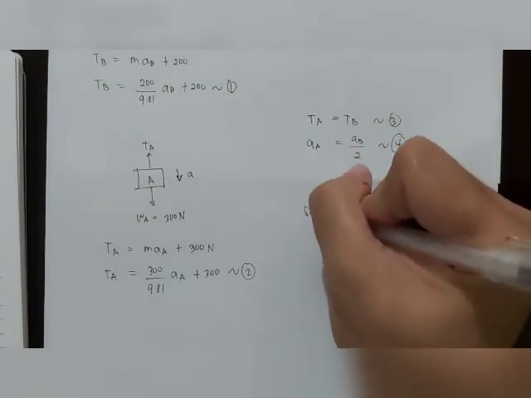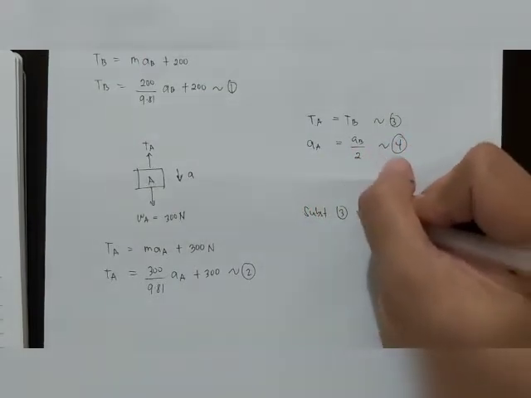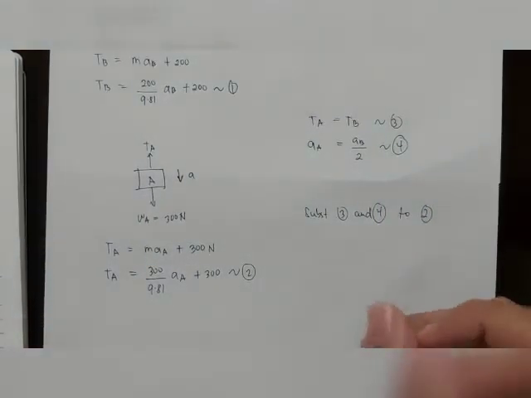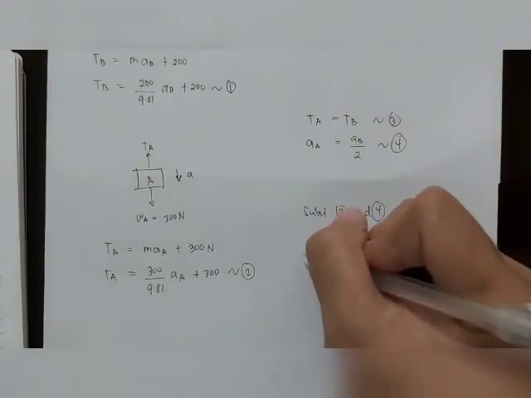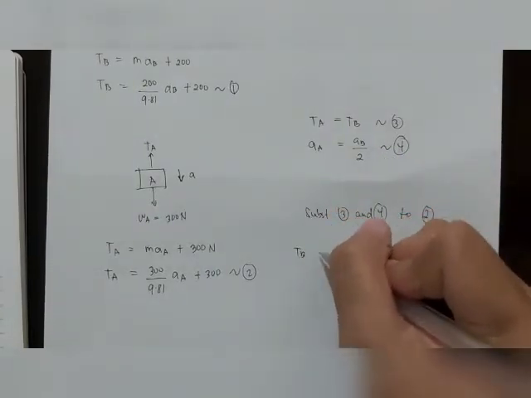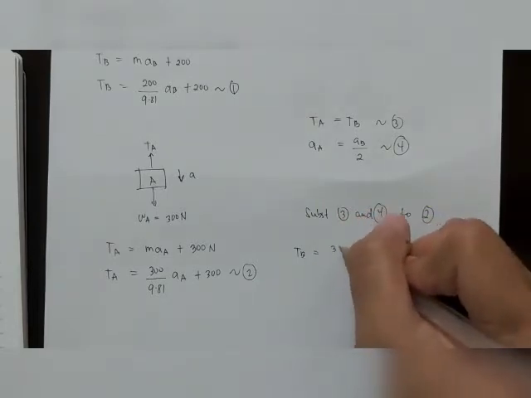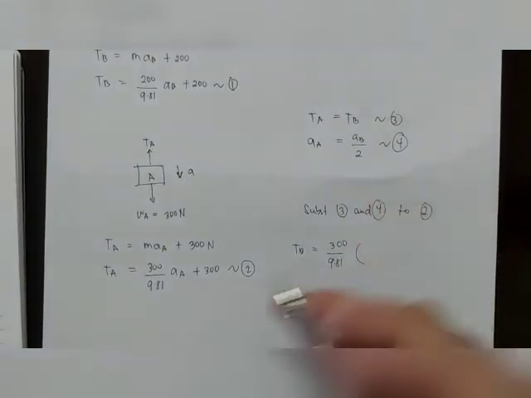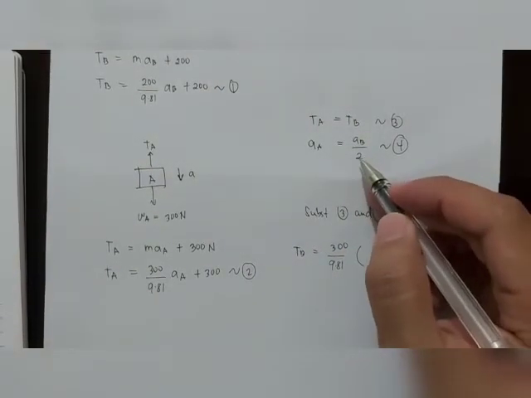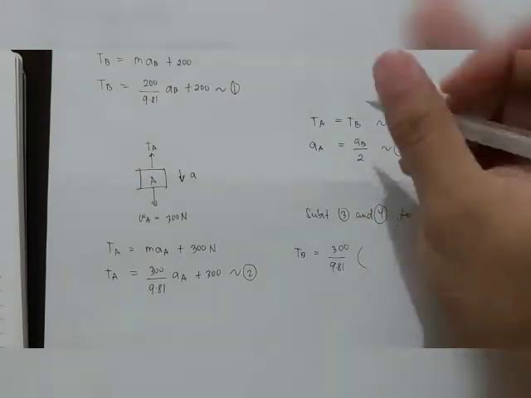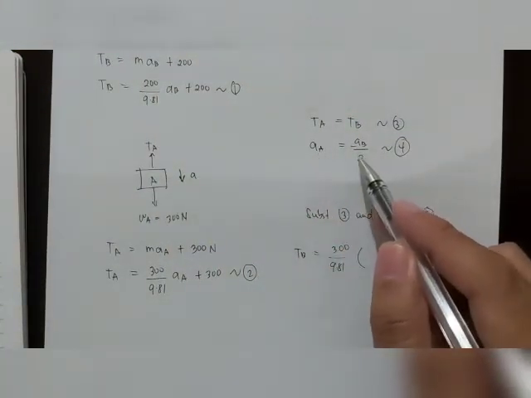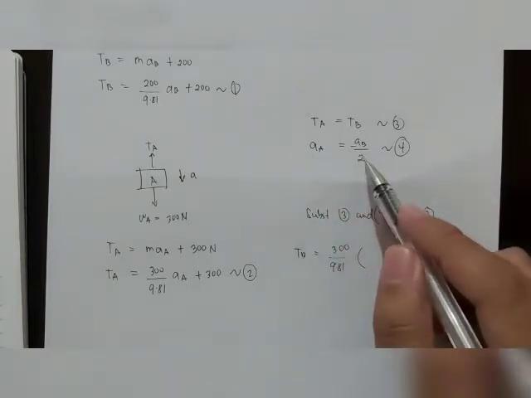So substitute equation 3 and 4 to equation 2. So TA, which in equation 3 is equal to TB, is equal to 300 all over 9.81 times the acceleration of A, which is the acceleration of B, all over 2. So sorry, dito pala is negative dahil magkaiba yung flow ng acceleration niya. So kung positive sa A, sa B is dapat negative, or kung negative sa A, sa B naman is positive.